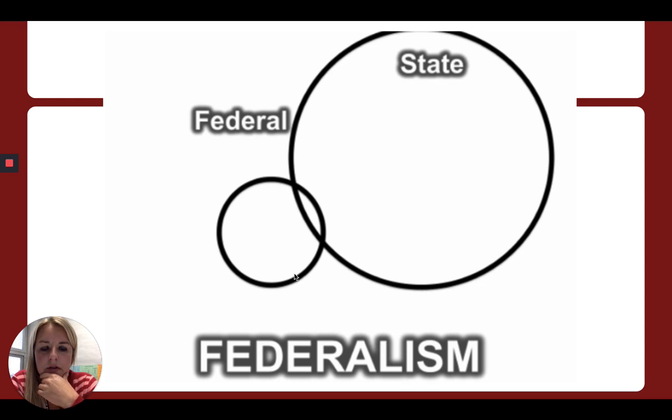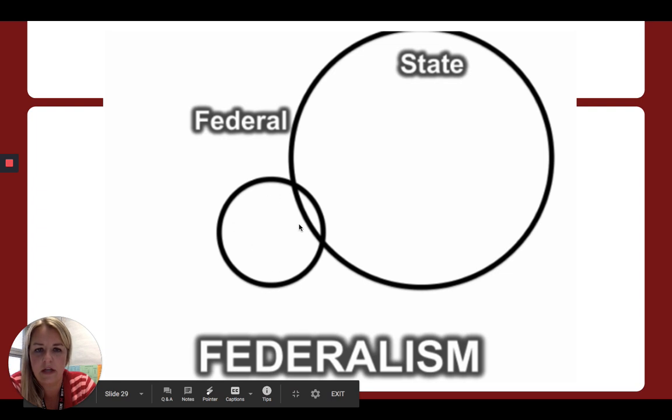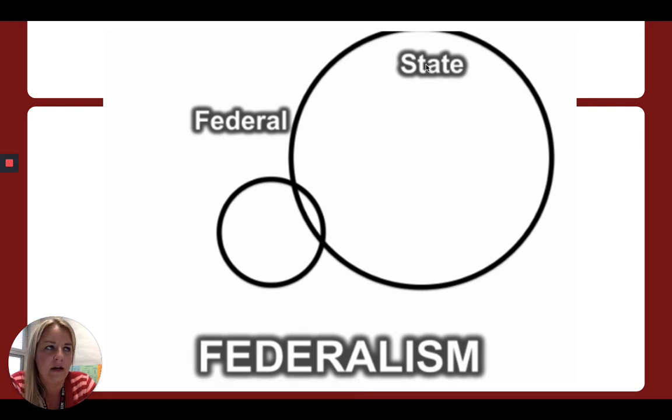So the Articles of Confederation really set up the government to look like this. Just a vocab word for you: a system in which you have a federal or national government and a government that includes states or local governments is called federalism. Now you have a federal government and you have a state government working together.